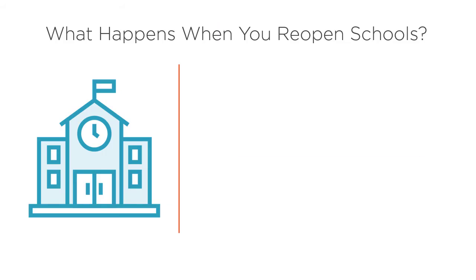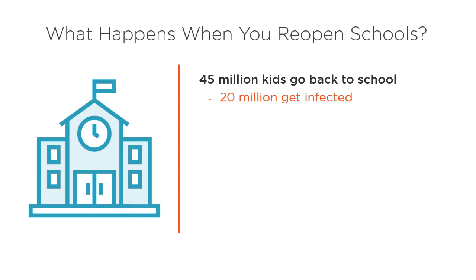Okay, so let's say 45 million or so kids go back to school. Every teacher knows that schools are petri dishes for disease spread. Still, not every kid is going to get exposed, especially if there are safety measures in place. So let's say 20 million get infected and bring the disease home. Not every child has two parents, and not every parent is going to get sick.